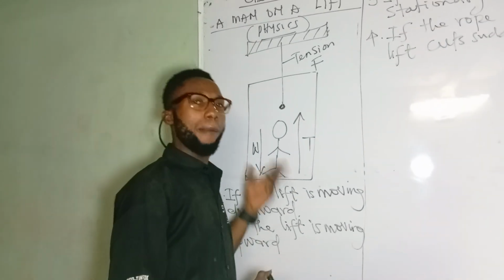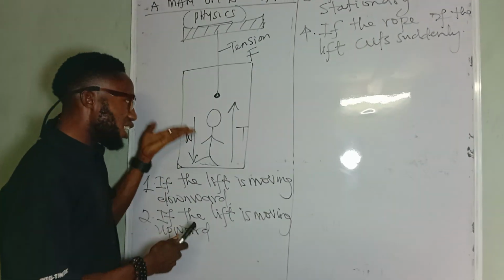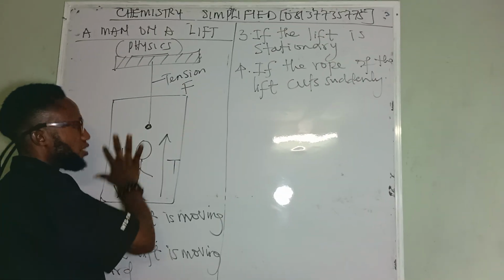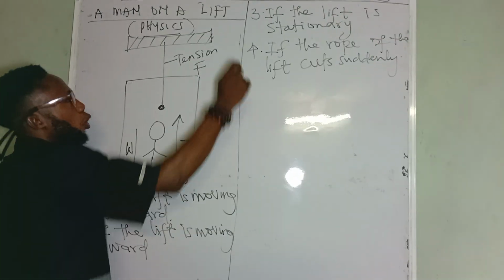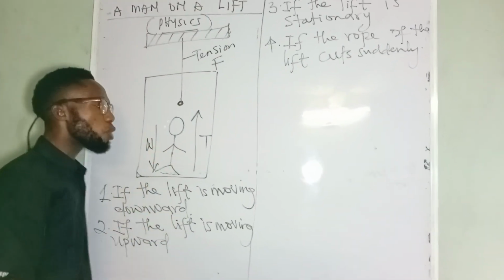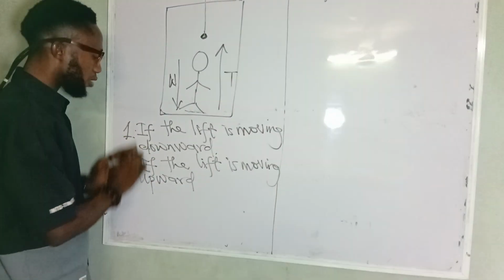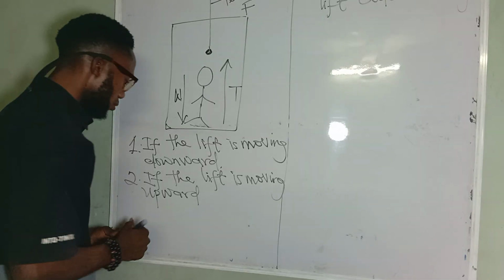What are the four things that can ever happen to the lift? The lift can either move downward, move upward, or the lift is not moving at all, or the rope is suddenly cut. These are the four things that can happen. So I'm going to be explaining part one now. Let me explain this first that we have here.